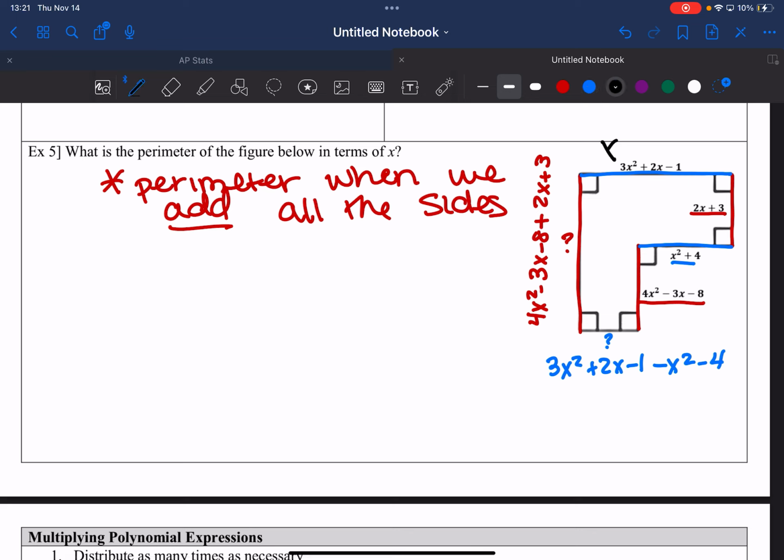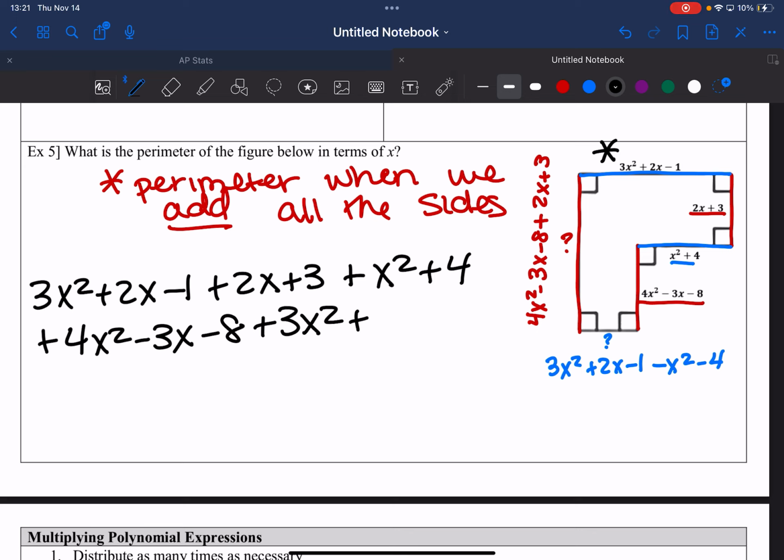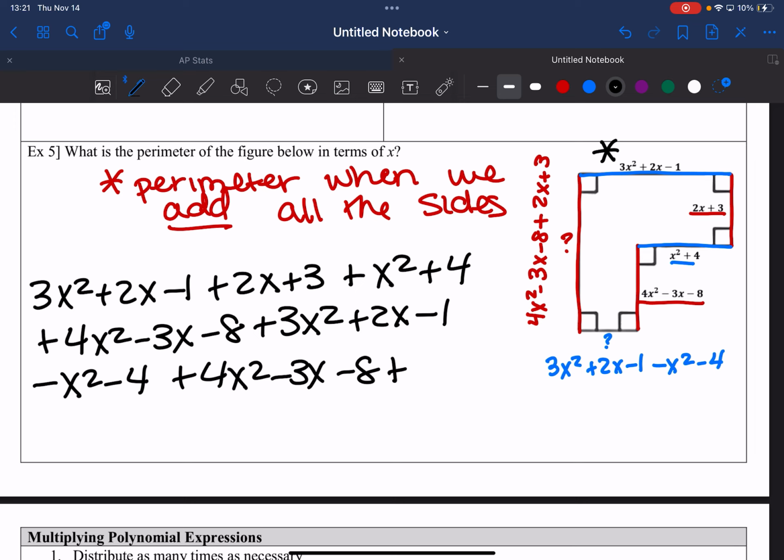So starting right here, I have 3x squared plus 2x minus 1 plus 2x plus 3 plus x squared plus 4 plus 4x squared minus 3x minus 8 plus 3x squared plus 2x minus 1 minus x squared minus 4 plus 4x squared minus 3x minus 8 plus 2x plus 3. So that's all the sides written out.